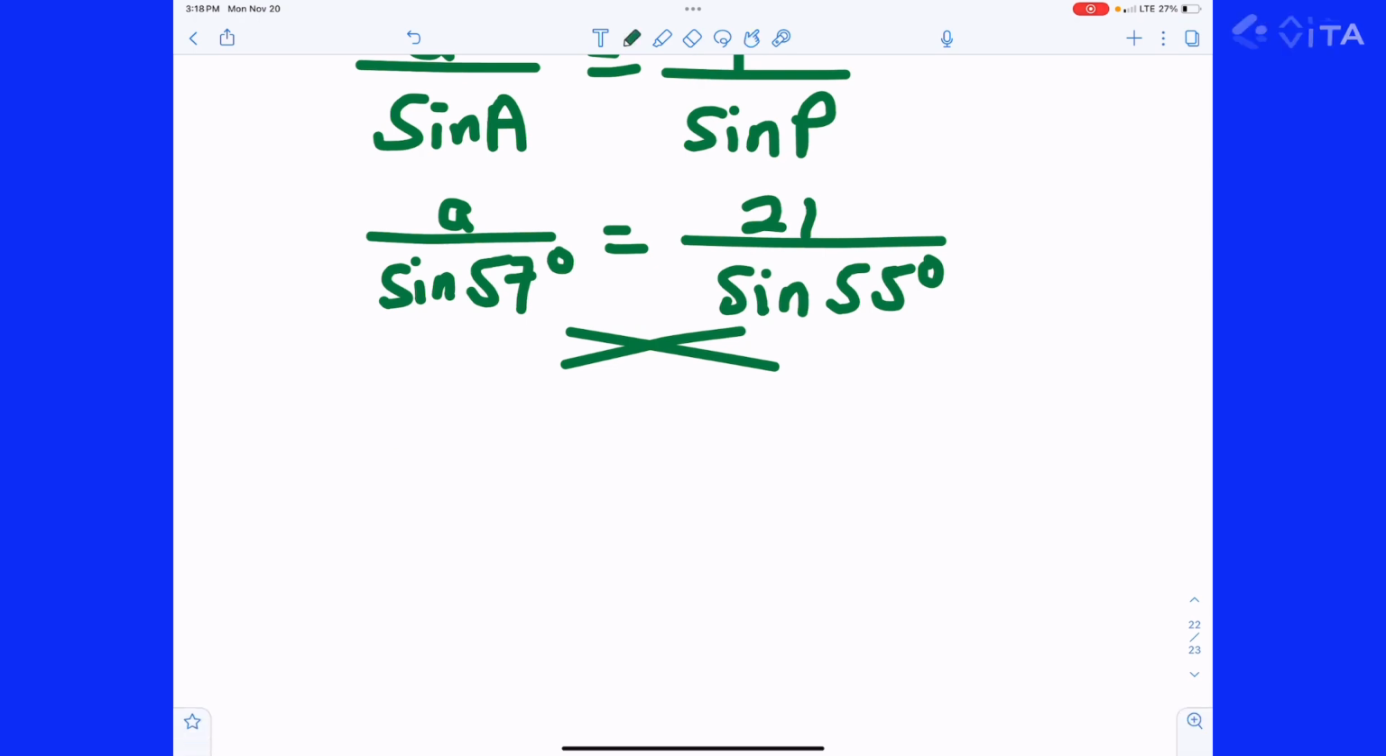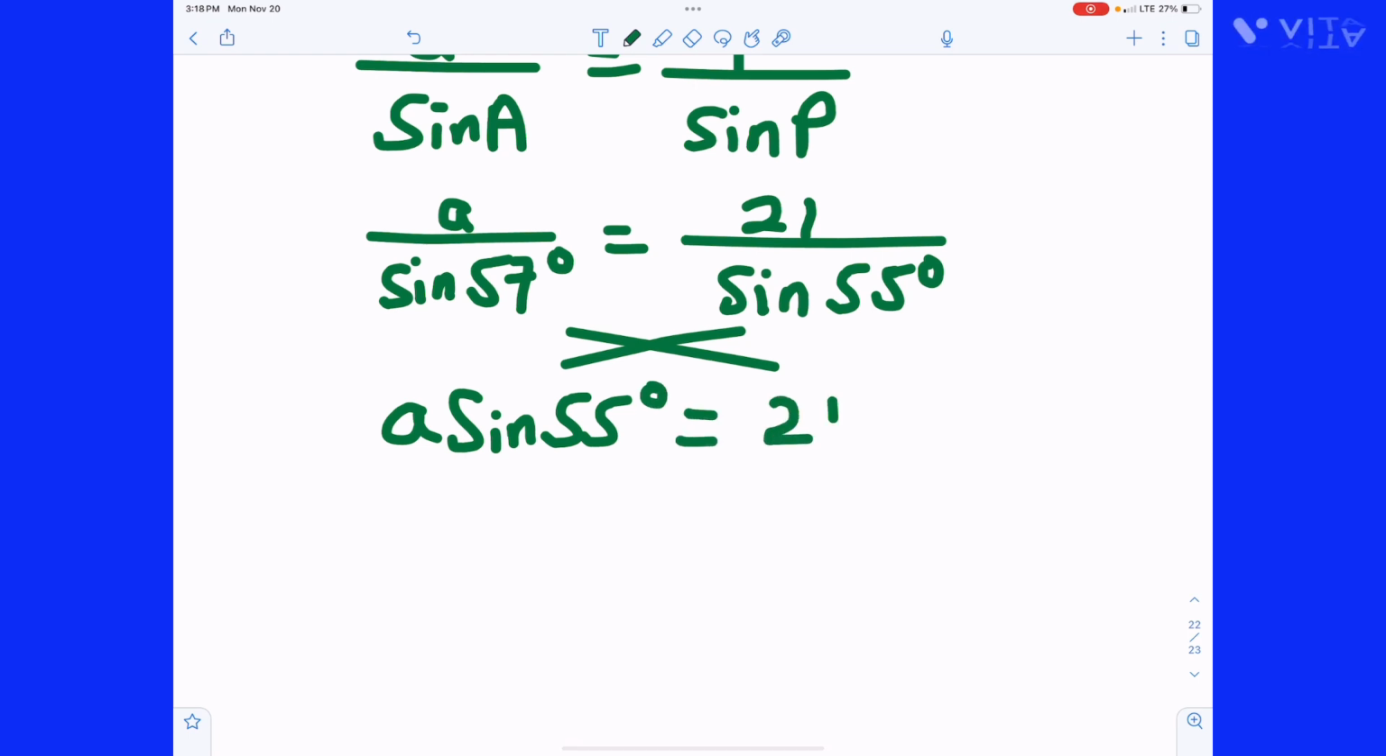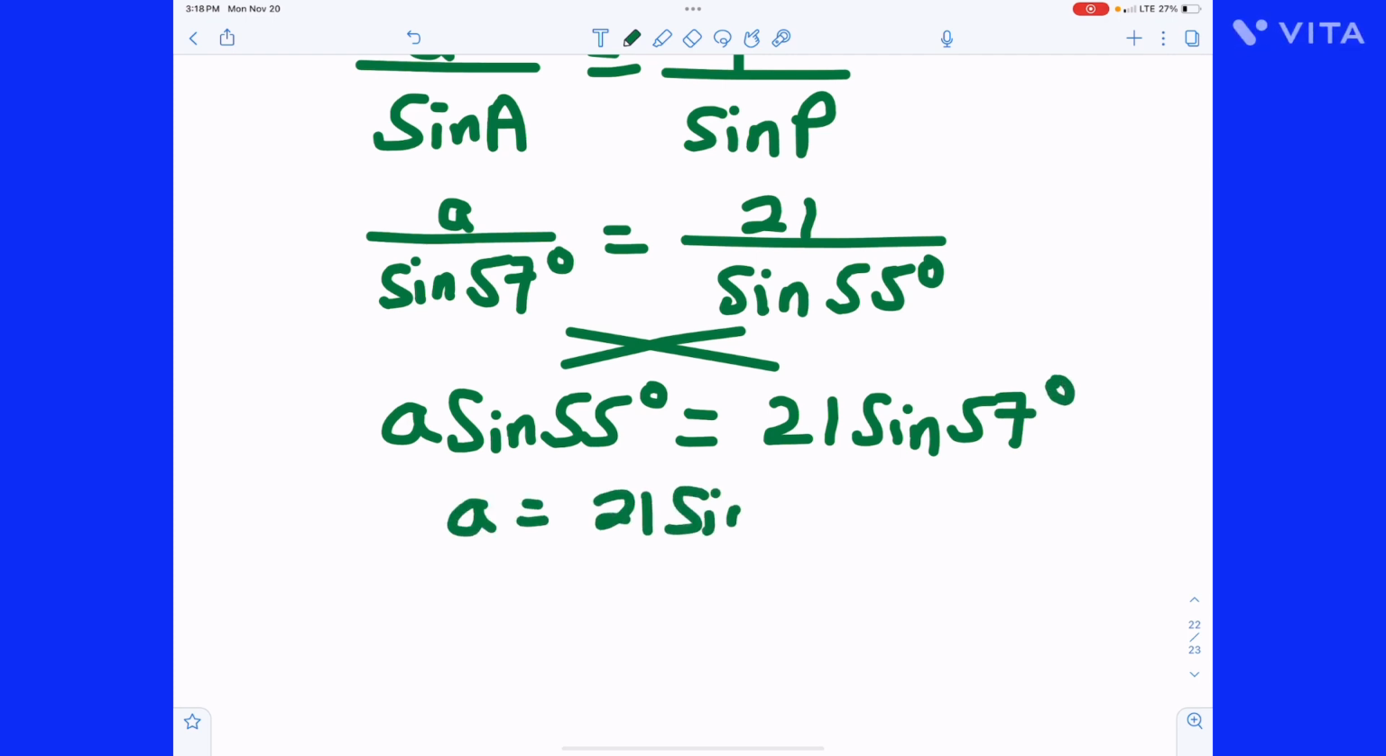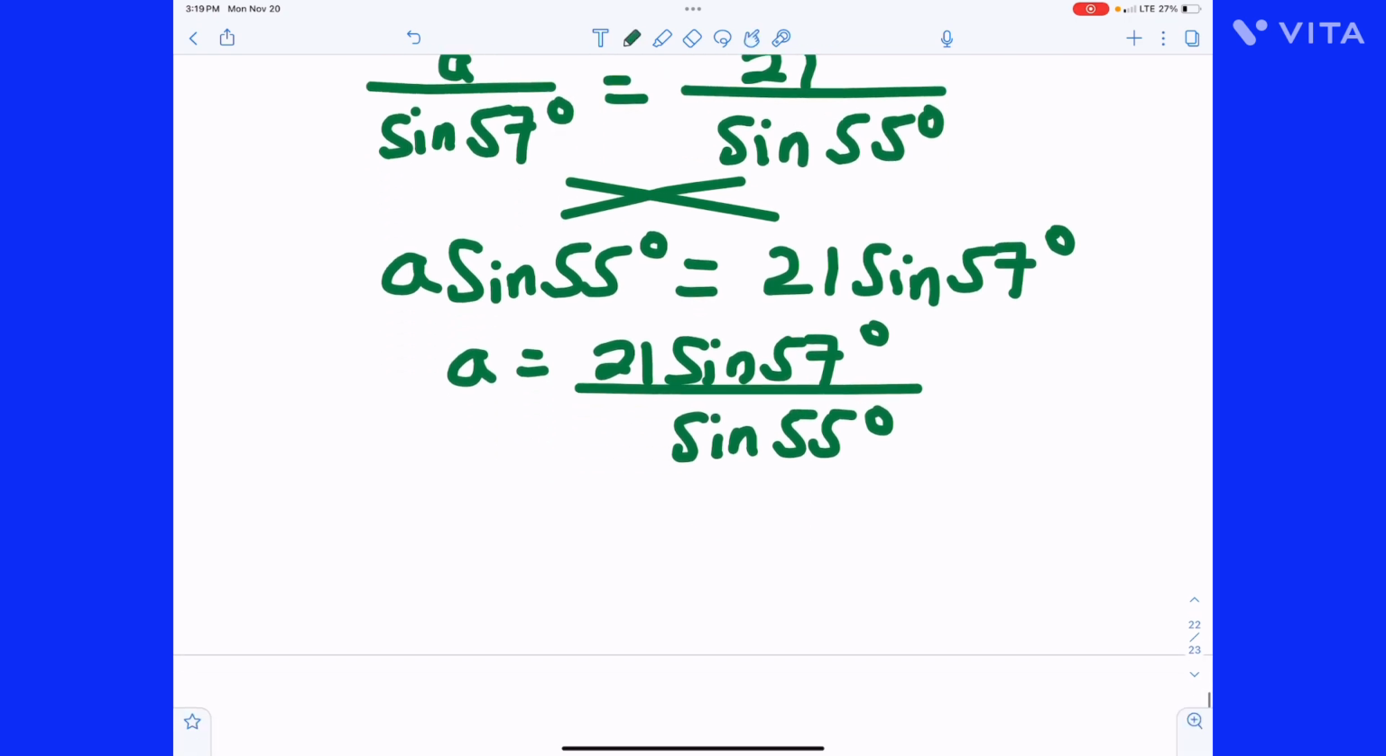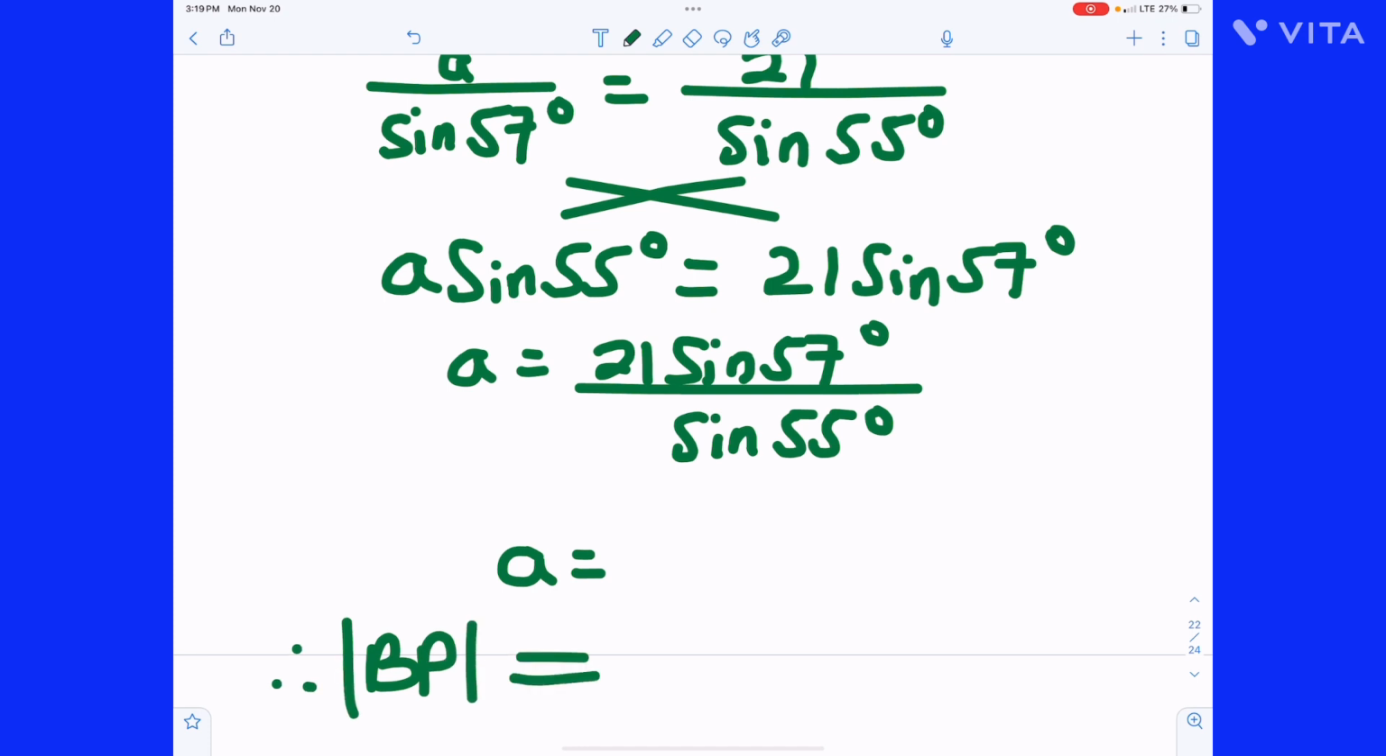You cross multiply, say A sine 55 is equal to 21 sine 57. So your A is 21 sine 57 over sine 55. That gives you your A, and your A is the length of BP. So BP is equal to, you leave your answer in 2 decimal places.